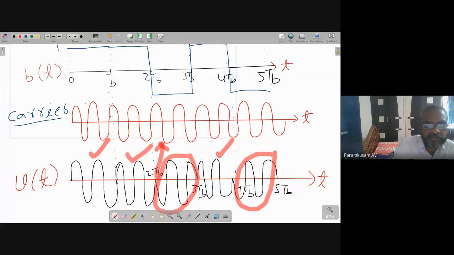180 degrees phase shift. 180 degrees phase shift is there.